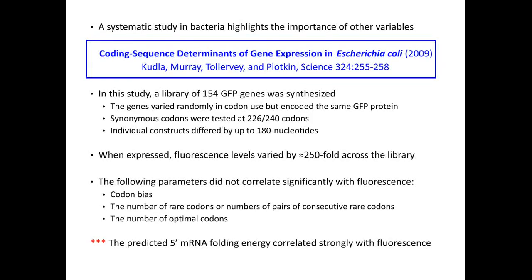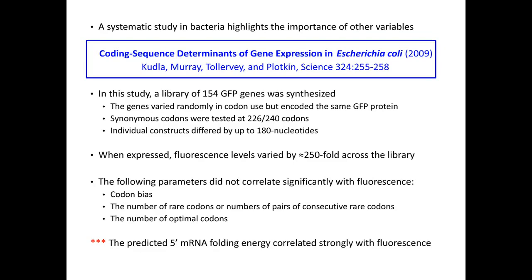And there's a study here from Plotkin's group, Coding Sequence Determinants of Gene Expression in E. coli, which highlights some of the variables, and I think it's a very nice study. In this study, they generated a library of 154 green fluorescent protein genes. All of the genes made the same protein, but they varied in their codon use. They changed synonymous codons at 226 out of 240 positions, and constructs differed by up to 180 nucleotides.